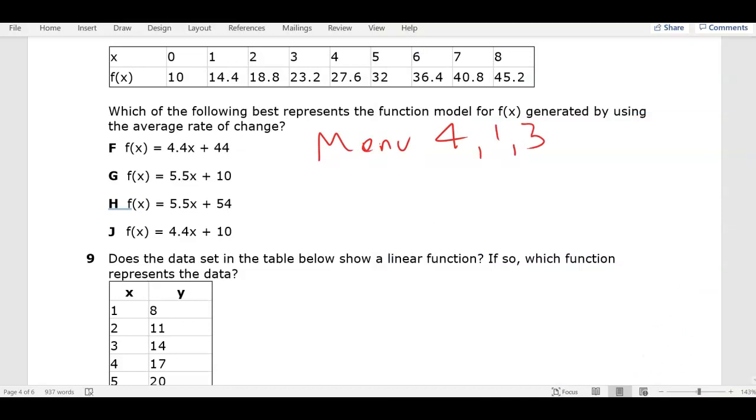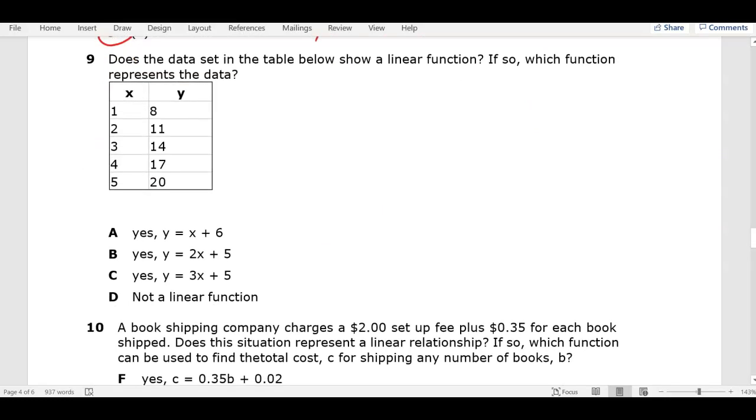So one more time, it says M is 4.4, B is 10. So 4.4x plus 10. Hey, I see the answer there. So be careful when you do that. Use the best line of fit, the regression, menu 413. All right, 9, does the data set in the table show a linear function? If so, which function represents the data?